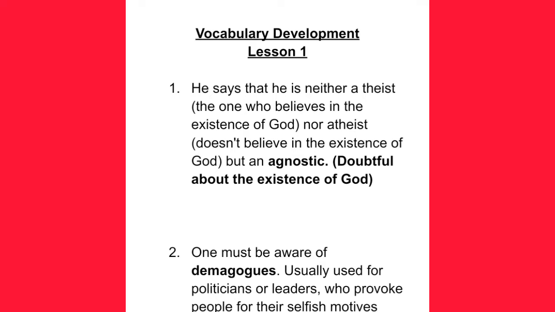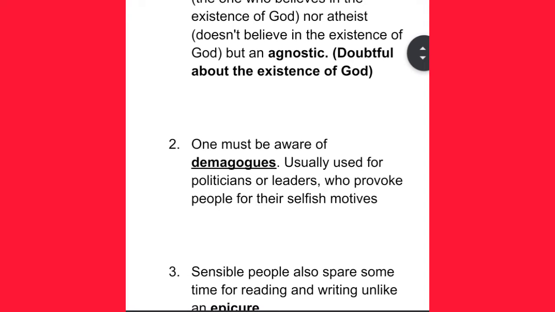All right. Next example is, one must be aware of demagogues. Now, what are demagogues? Demagogue is a word which is used generally for politicians or leaders. And these politicians and leaders are such kind of leaders or politicians who like to provoke people for their own selfish motives. That means they want to take advantage by provoking the people. So these kind of politicians or leaders are known as demagogues. So it has a negative meaning associated with it.